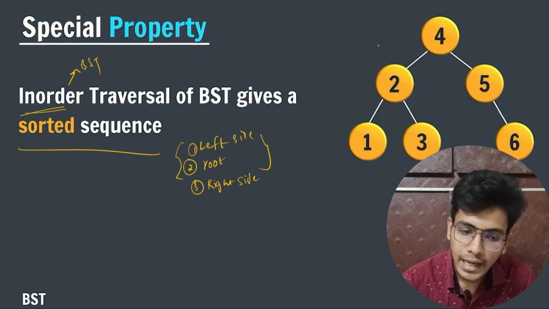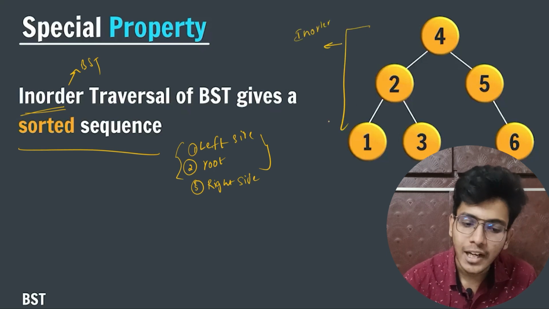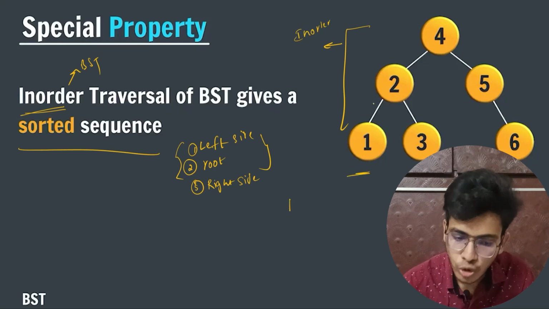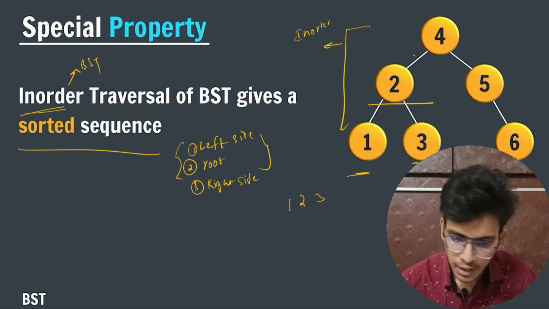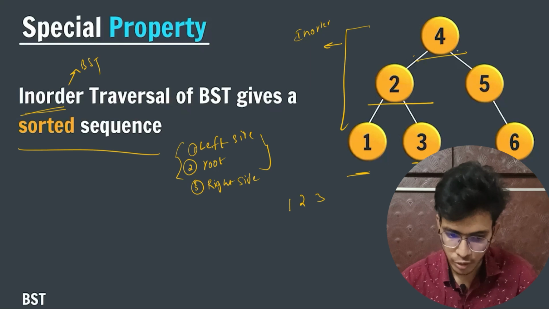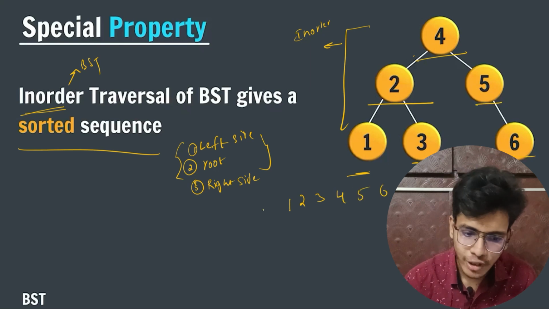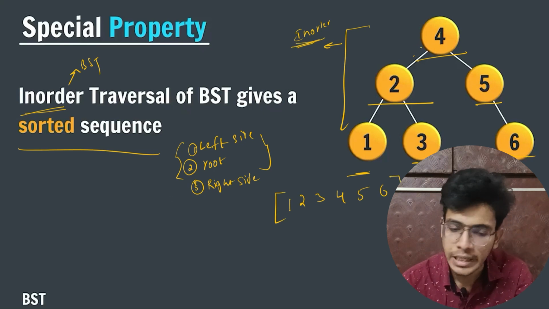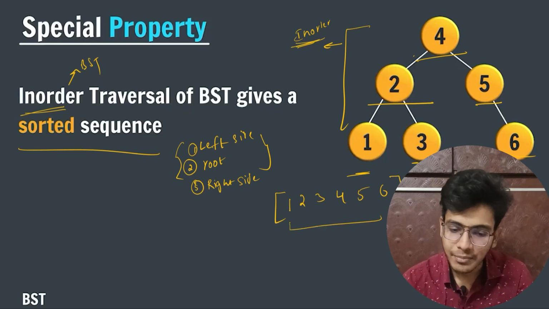Now if you apply in order traversal for this particular tree, then my output will be 1. First of all, I am printing the leftmost element. After it, root 2. After it, the rightmost element 3. After it, again the left is completed. Now main root 4. After that the right part, 5, 6. So you can see that I got my output. If I perform in order traversal for this given tree, then the elements I get in my output are sorted in ascending order.